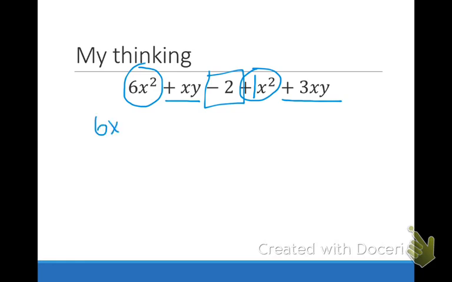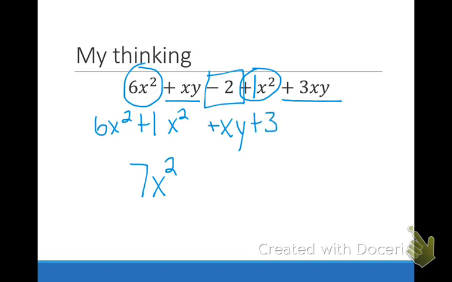6x squared plus 1x squared gives me 7x squared. xy plus 3xy, again remembering there's an invisible 1 in front there, gives me a positive 4xy. And then the negative 2 had nothing else to combine it with. There were no other constants, so I bring that to the end of my expression.